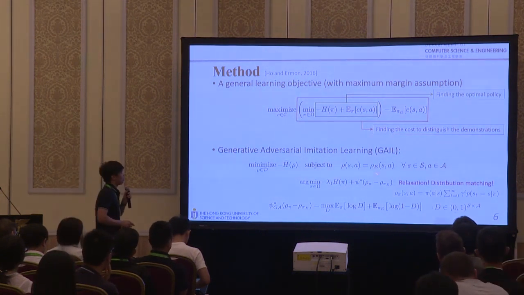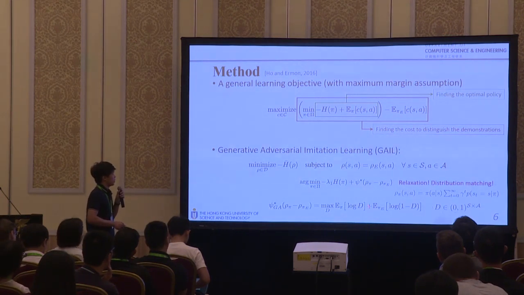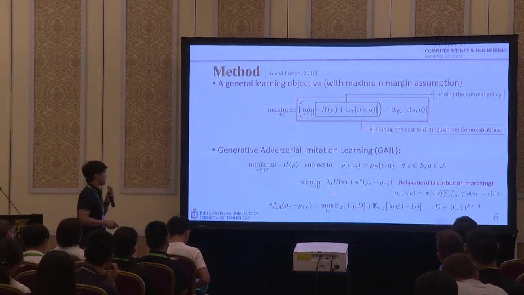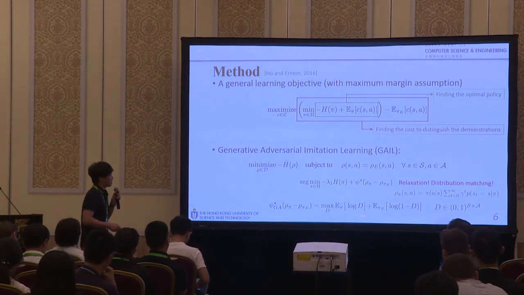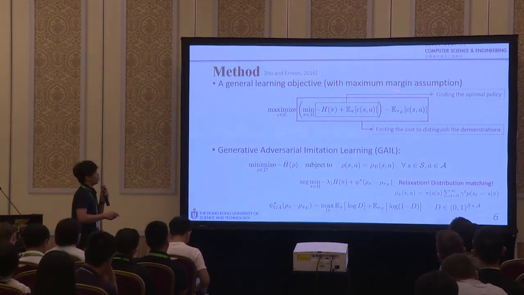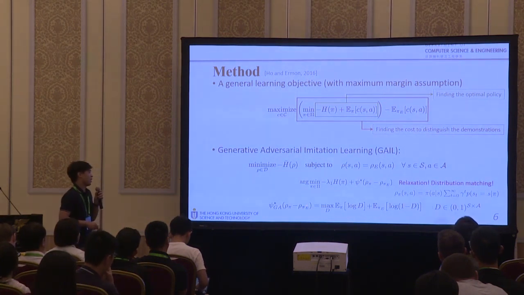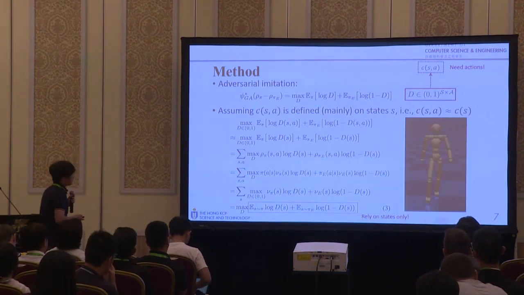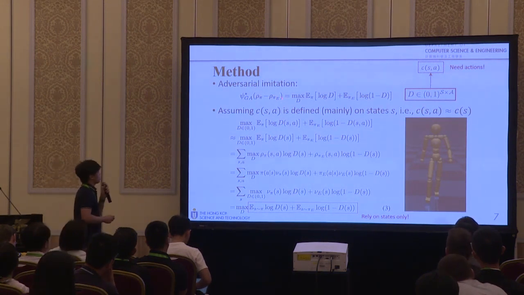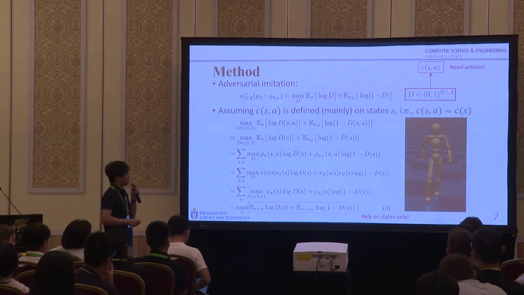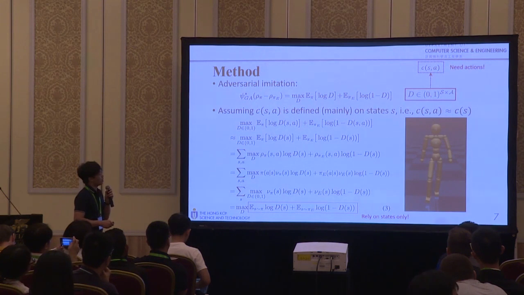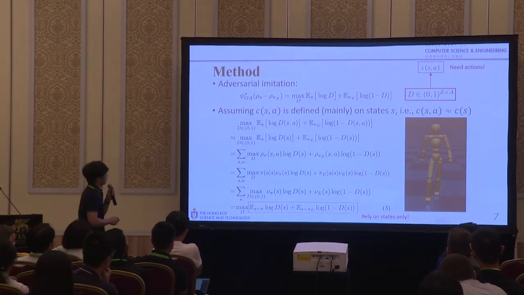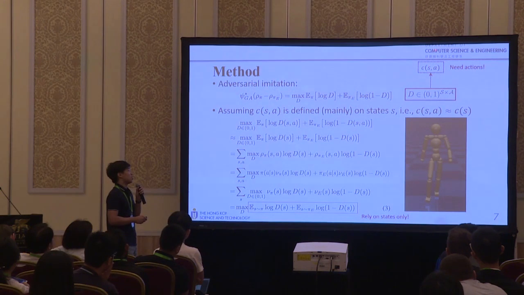We can define a special form of this regularizer as this one. By defining the regularizer in this form, we can save a lot of computation. We can skip this two-loop alternation. This is called adversarial imitation learning. But there is a problem in this objective function. Basically, we need to approximate this value. This value depends on D, and D depends on the cost function. To approximate this value, we need the information of states and actions.